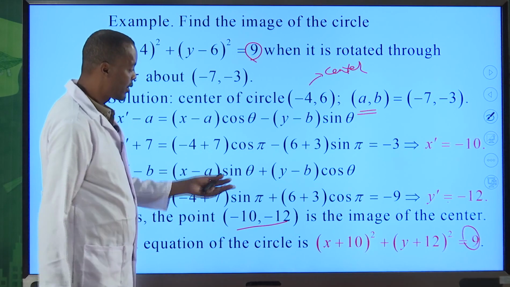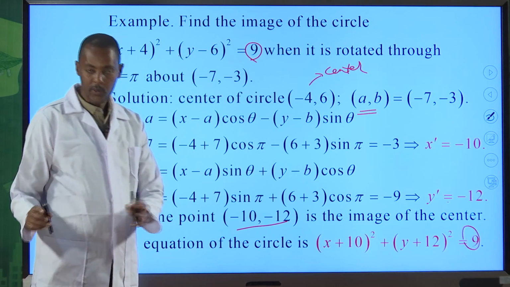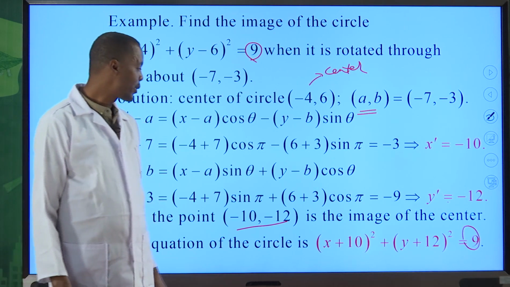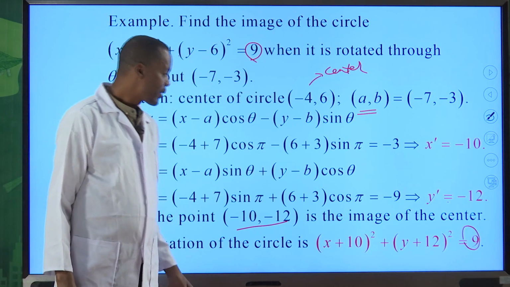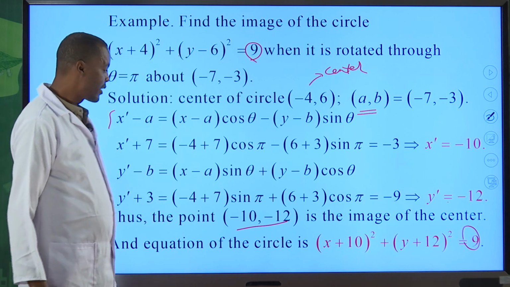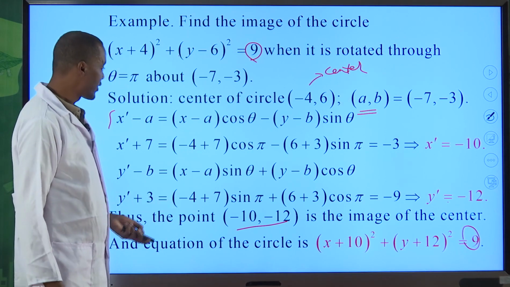The radius of the circle before rotation and after rotation will be equal, because rotation is a kind of transformation of the plane that preserves distance.